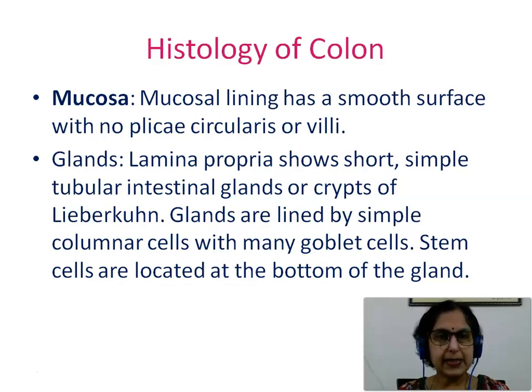Glands. Lamina propria shows short, simple tubular intestinal glands or crypts of Lieberkühn. Glands are lined by simple columnar cells with many goblet cells. Stem cells are located at the bottom of the gland.